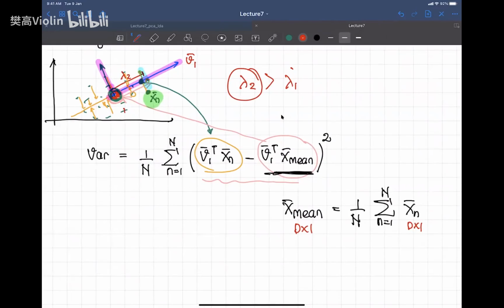By the way, if you look at the dimensionality here, the variance is 1 by 1. And V transpose means that this one is 1 by D, this is D by 1, this is 1 by D, this is D by 1. So in the end, it is 1 by 1. The operation is a scalar operation.